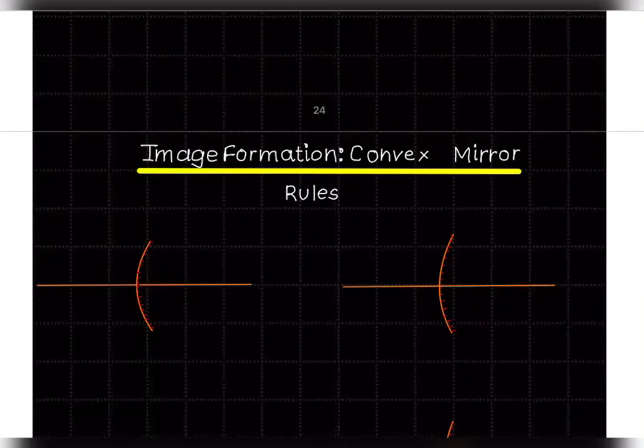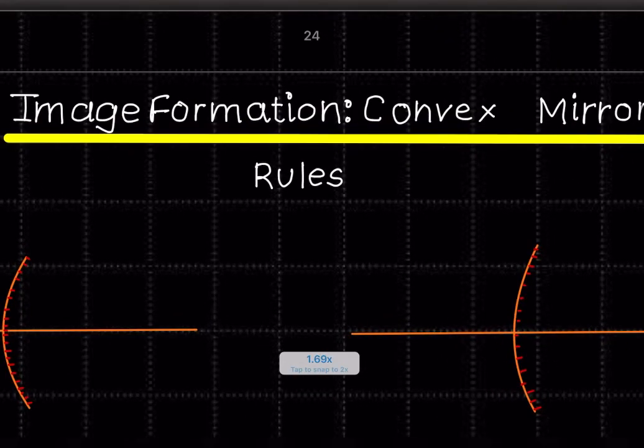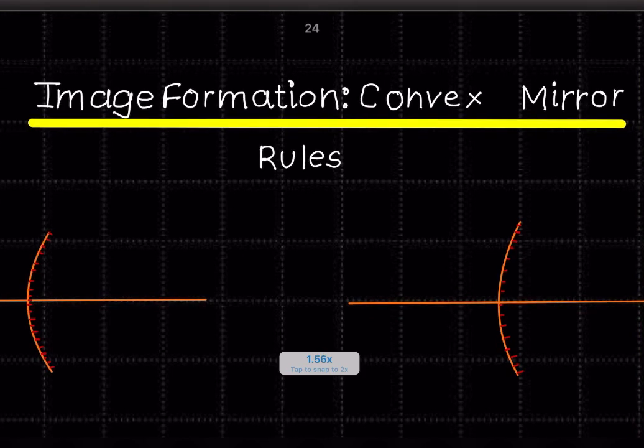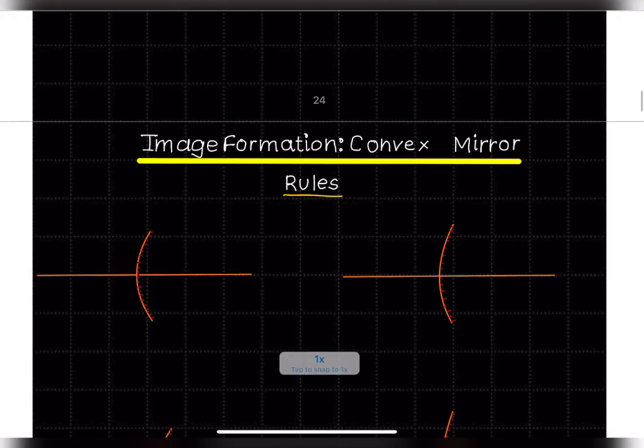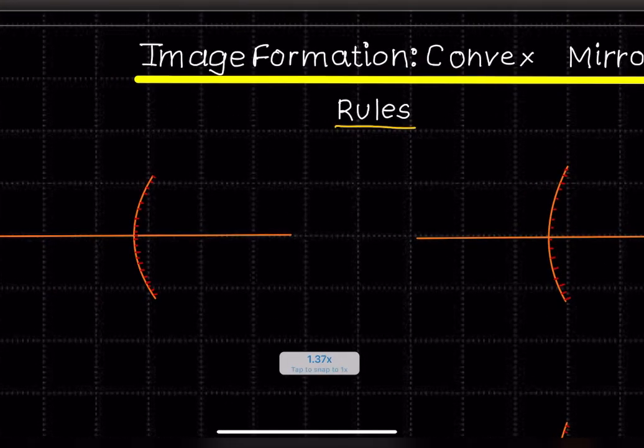Now we are going to discuss image formation of a convex mirror. First, we'll discuss the rules, and after discussing the rules, we'll try to form the image. Let us discuss the rules first. What are the rules of convex mirror?